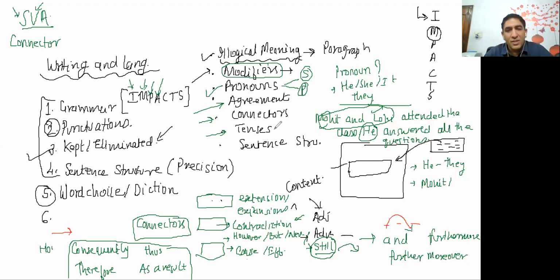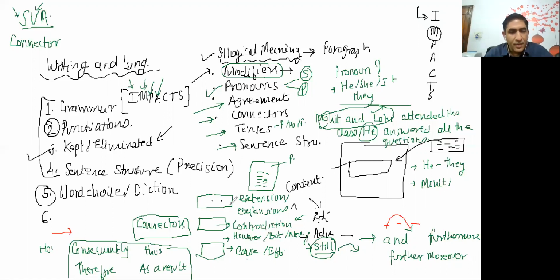Then there are questions related to tenses. Now, what do you mean by tenses? Of course, present, past, or future. And whenever there is a question on tense, you're supposed to maintain the consistency of tense. You're supposed to use the same tense throughout the paragraph. So if we started with present tense, the whole of it should be in present tense. It should not be jumping between present and past.